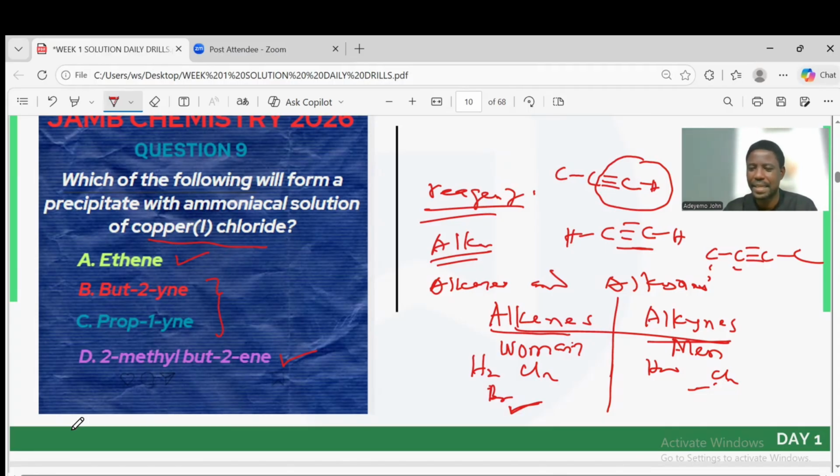So only alkynes that have the triple bond at the end of the chain can form a precipitate with this reagent. I hope that is understood. We call them terminal alkynes. Okay, I hope that is clear. So which one is the answer now? It's only prop-1-yne because it's terminal. It has the triple bond at the end of the chain, and those are the ones that form that.